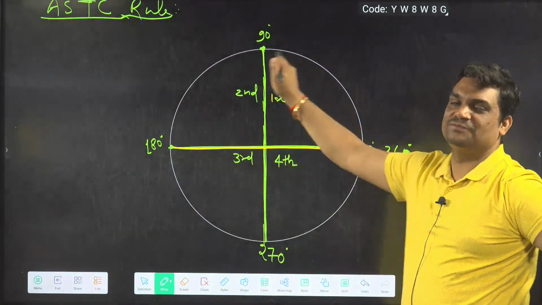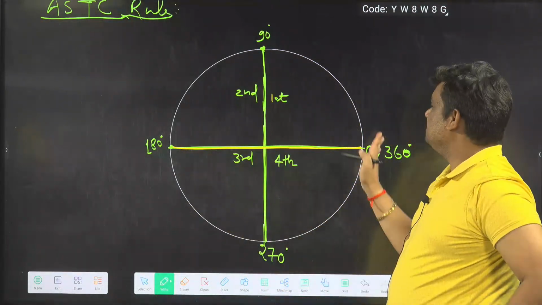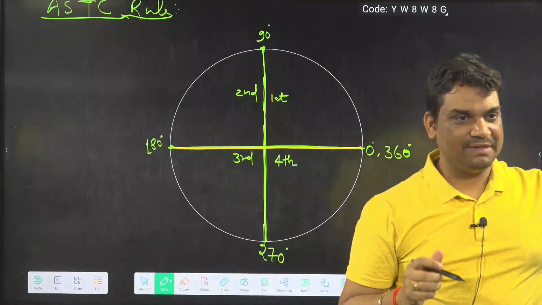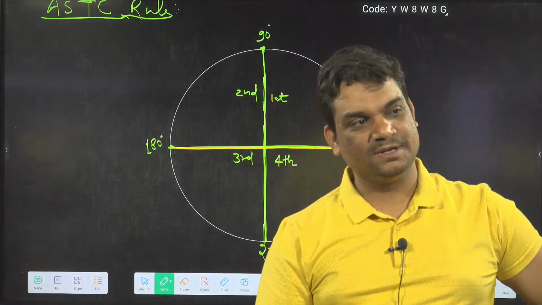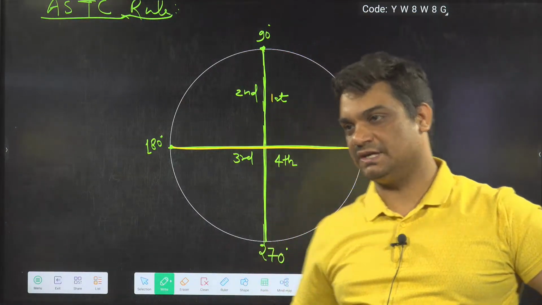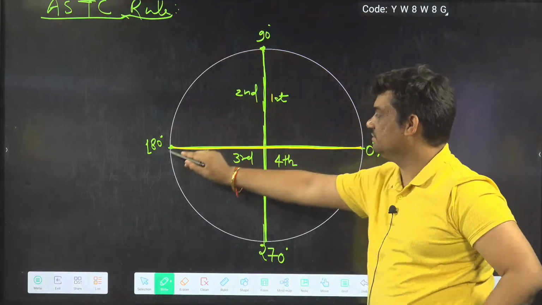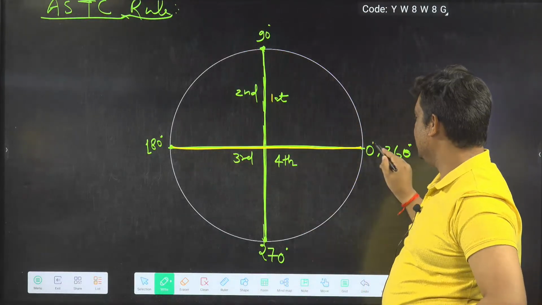So I'm saying that I have divided into 4 quadrants here. Up to 360 I will tell today, and after 360 things will be repeated, so that also we will do. But first we have to learn up to 360. So we can say 0, this is the 90, this is the 180, this is the 270, again 360.